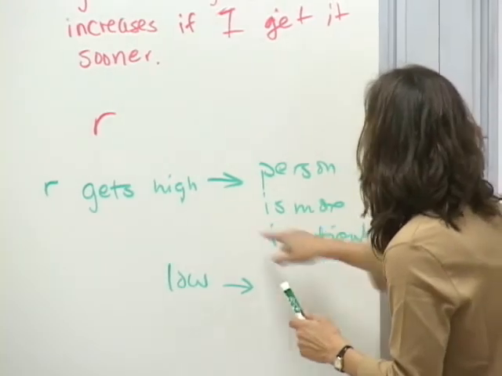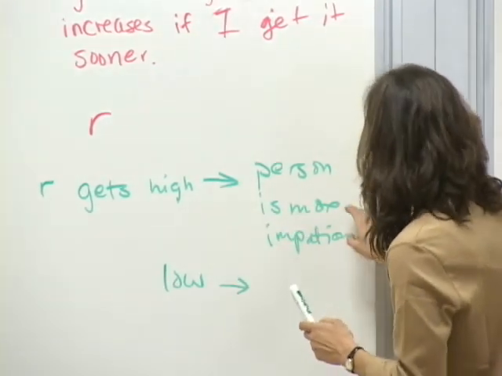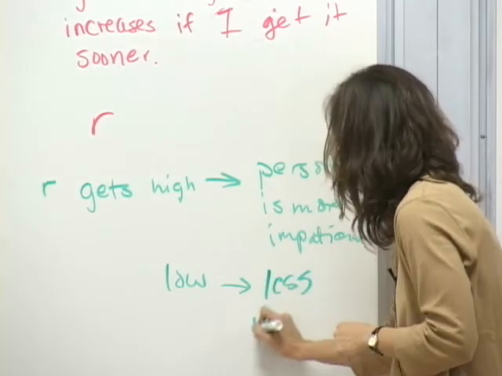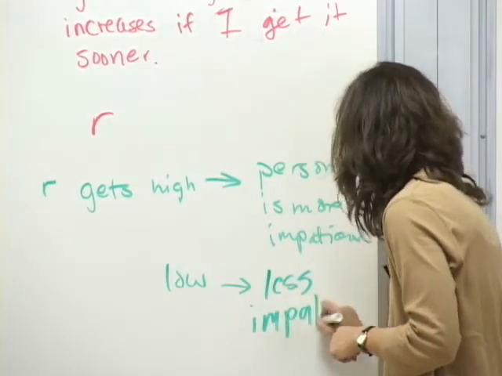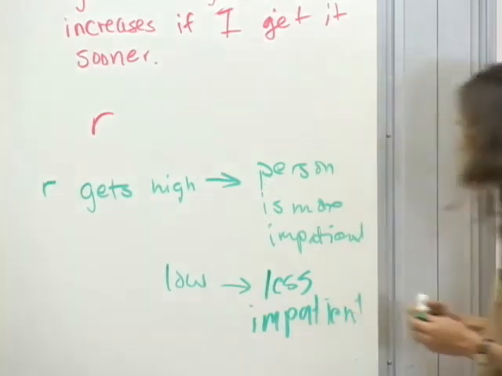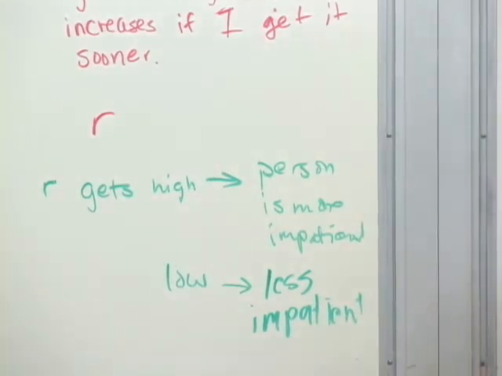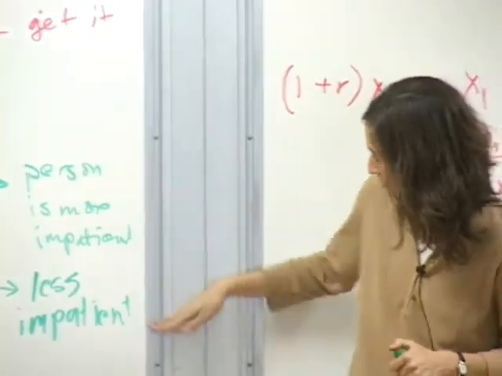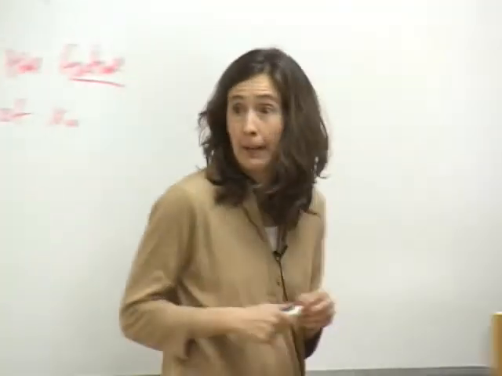Okay, so R gets high, the person is more impatient. Let's stick with that and say less patient. Double negatives get me every time. R gets high, the person is less patient, more impatient. Okay. All right.